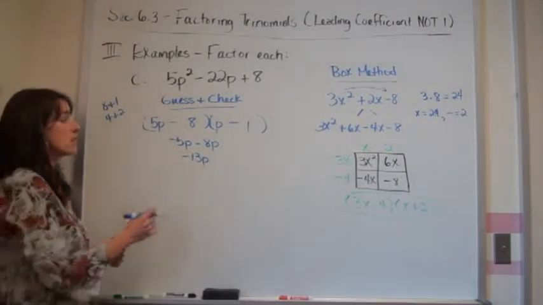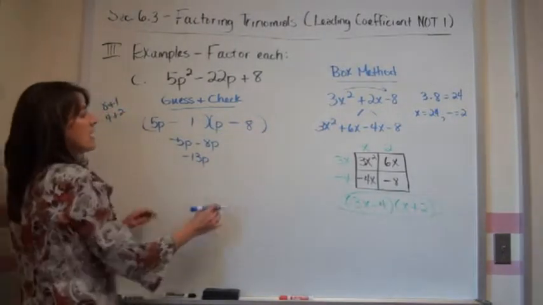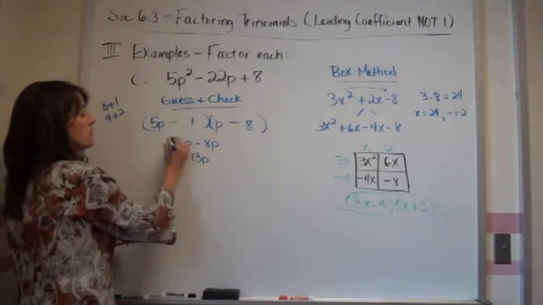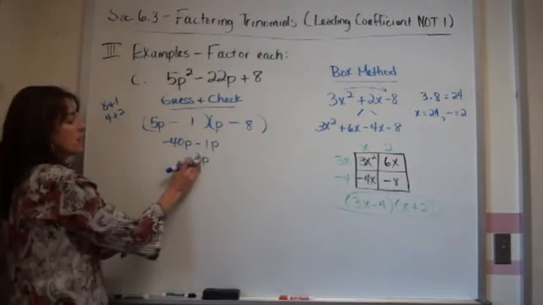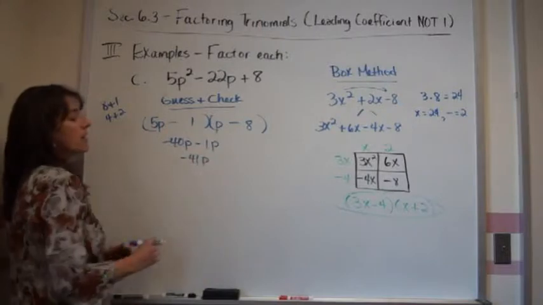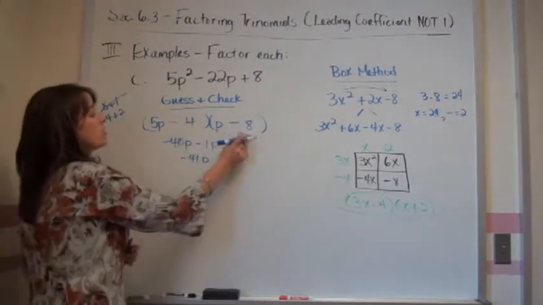But before I toss it out, switch things up. Call this the 1, call this the 8. Outside, I get a negative 40p. Inside a negative 1p. Whoa, that's a negative 41p. That's certainly not right. Now it is time to toss out the 8 and the 1. So give the 4 and the 2 a shot.